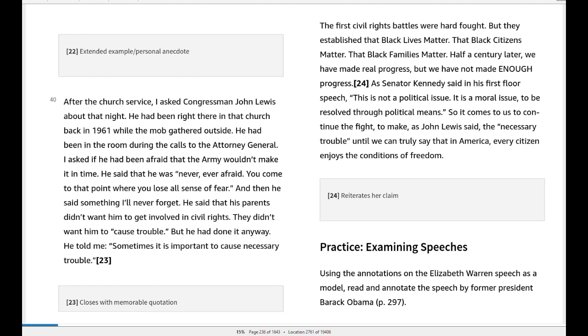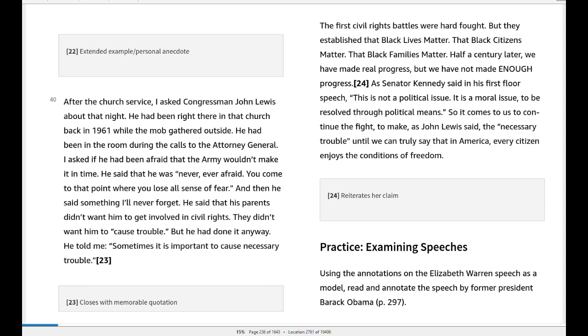And then he said something I'll never forget. He said that his parents didn't want him to get involved in civil rights. They didn't want him to cause trouble, but he had done it anyways. He told me, sometimes it is important to cause necessary trouble. Student Note 23. Closes with memorable quotation.